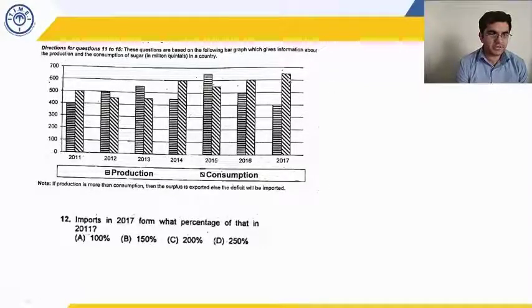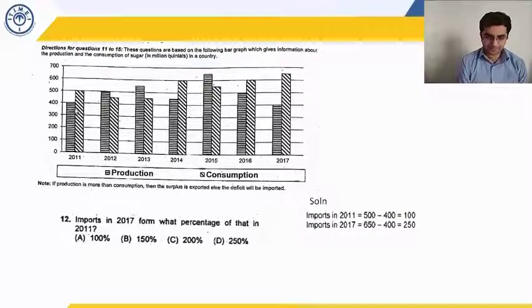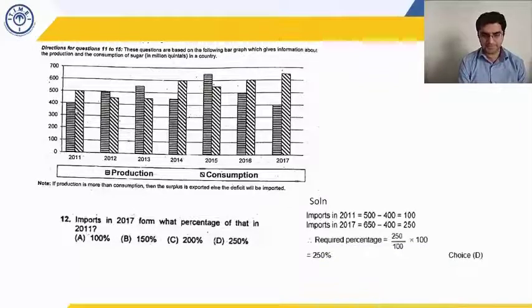2017, what are the imports? 650 minus 400, that's 250. And in 2011, 500 minus 400, that's 100. So 250 is what percentage of 100? 250 by 100 into 100 is 250%.